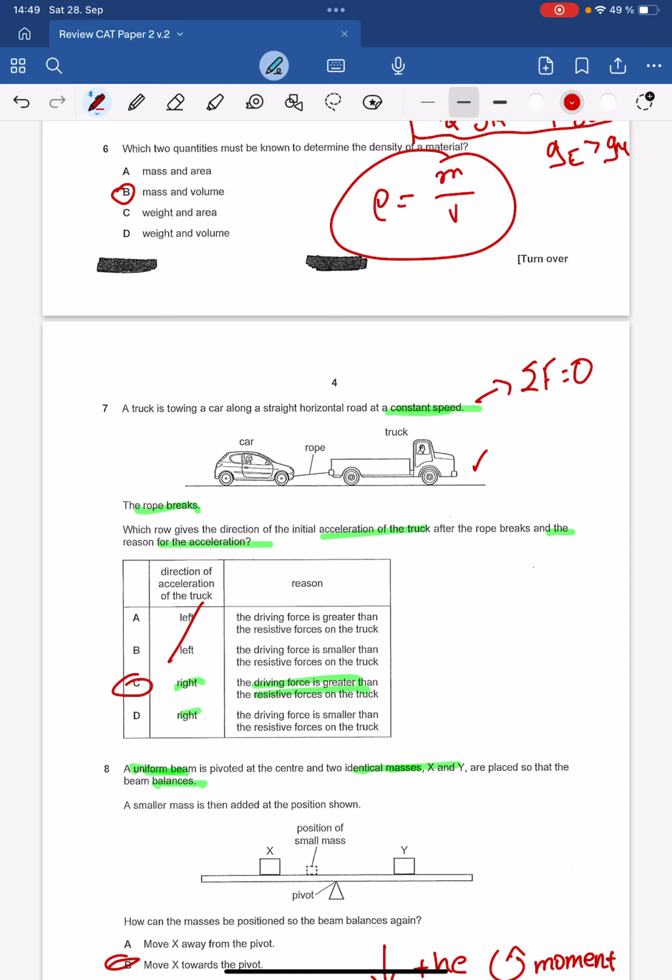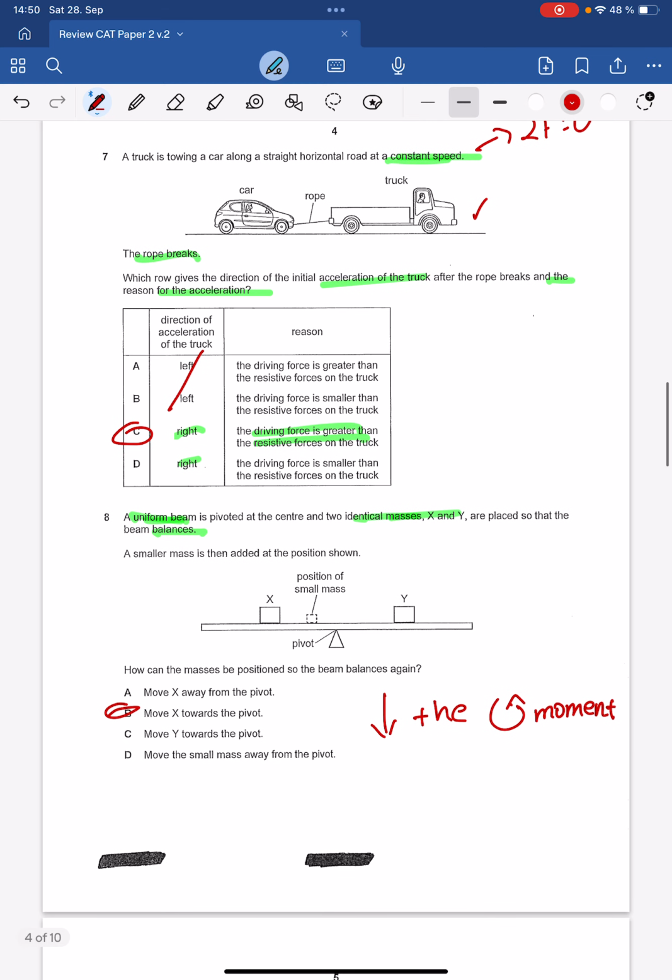Now, from C and D, what's the difference between them? Okay, it says that the driving force is smaller than the resistive force on the truck, or the driving force is greater than the resistive force on the truck. If the truck is moving forward, then we should know that in that case the driving force coming from the engine is going to be larger than the resistive force, like air resistance or friction. Okay, so that's another question that we can solve within a minute, I would say. So C is the correct answer.